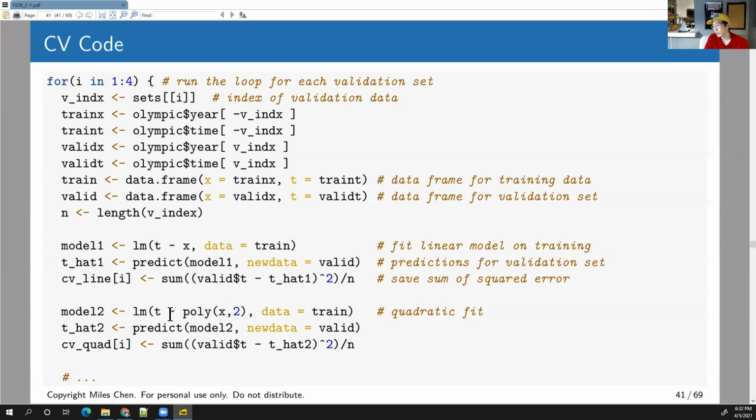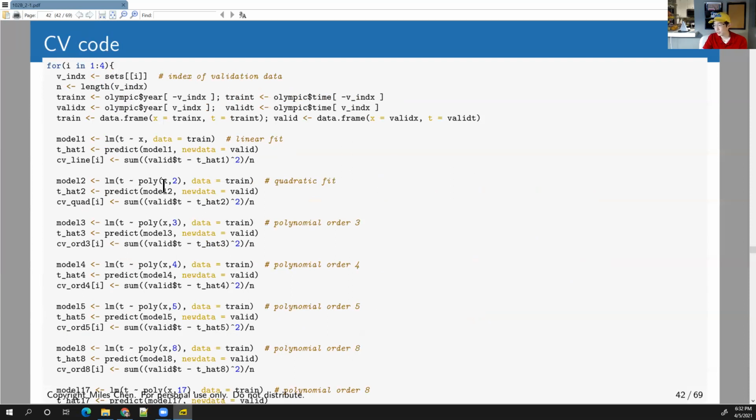We follow the same process. Once you fit that model, we use it to make predictions, compare our predicted values versus the actual values, square those differences, and divide by n. This is the code that I'm running, and I've run out of space, but I'm doing the exact same thing, just fitting second order, third order, poly 4, poly 5, poly 8, and poly 17.